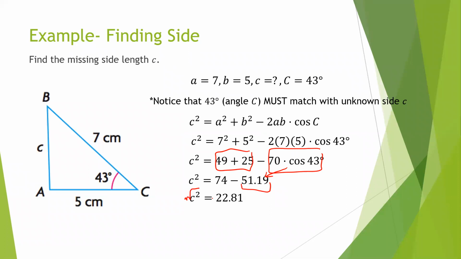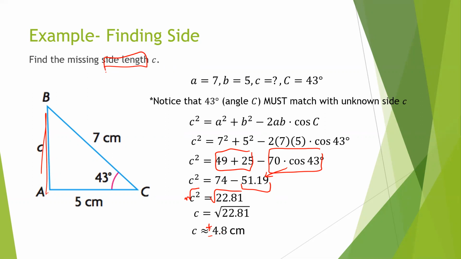Our semi-last step is to simply take the square root on both sides. And again, we take the square root of both sides to isolate for C on its own, just like we did with Pythagorean Theorem. And this ends up giving us 4.8 centimeters. Now notice that I only have a positive answer. Why don't I have to consider the negative answer?